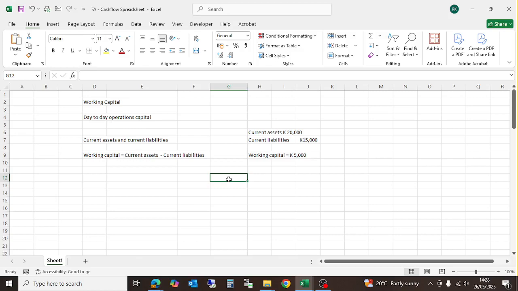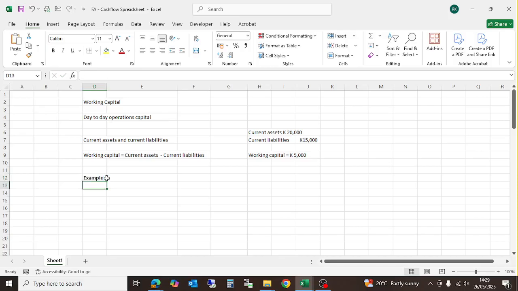Okay, basically, this is what working capital is. This is just working capital in brief. Let me give you an example. I know I did an example before, but let me just make another example.